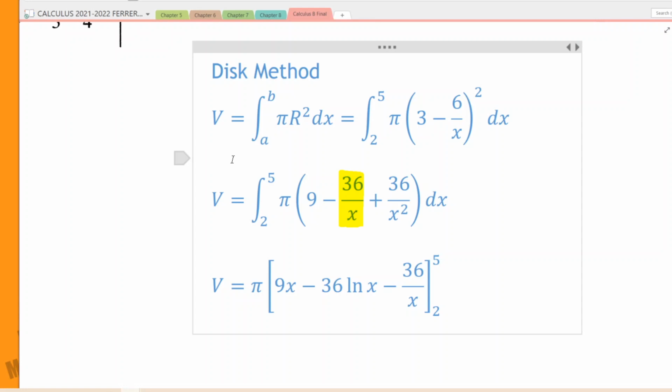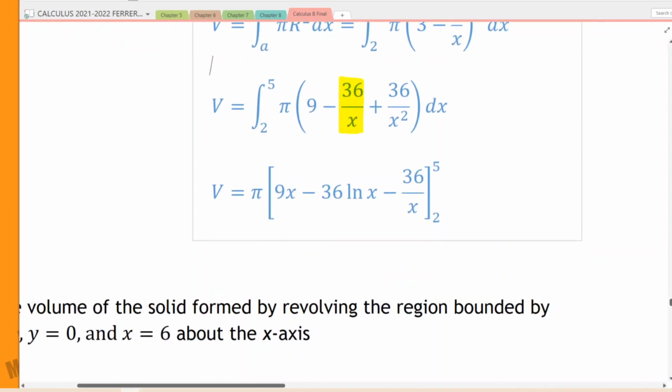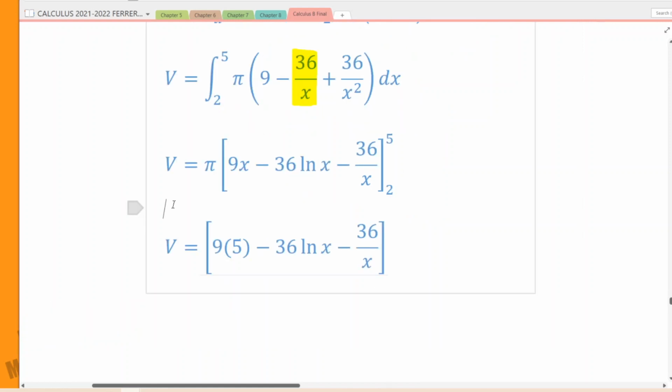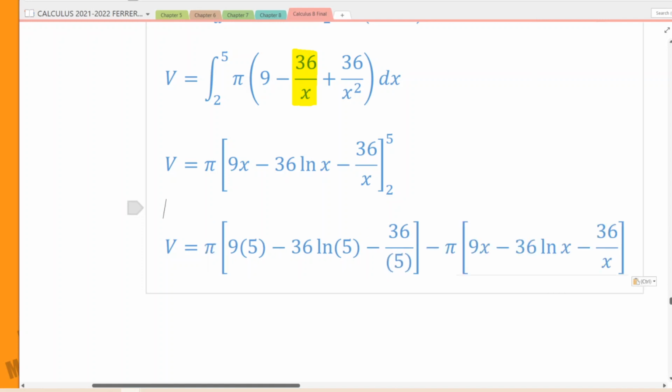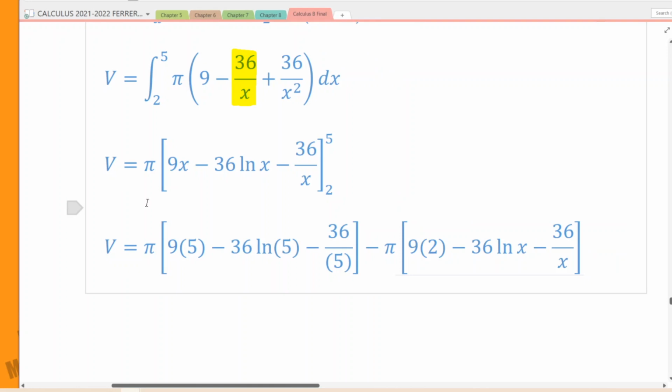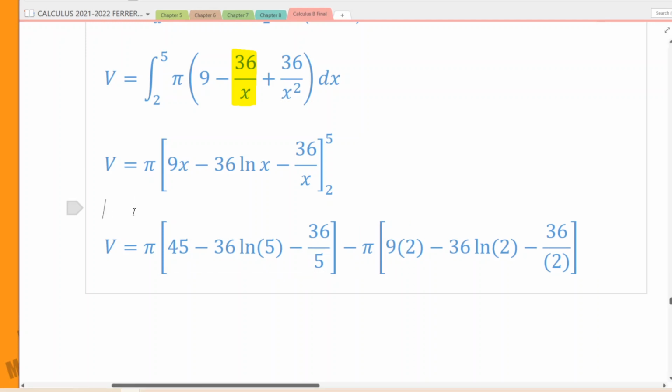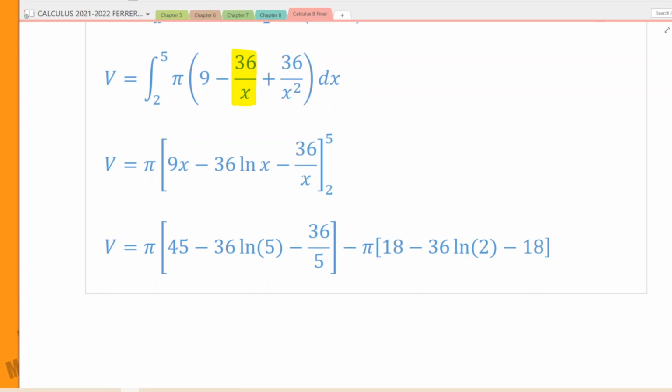Next task for us is to substitute our upper and lower limits into our antiderivative. So we'll get our antiderivative, start substituting 5 minus our antiderivative, substitute 2. Okay, inside of our antiderivatives now, we'll go ahead and do some multiplication. Inside our antiderivatives, we'll do some subtraction.